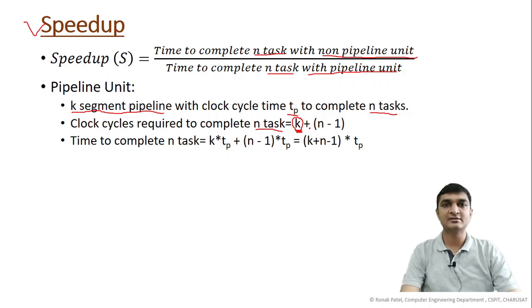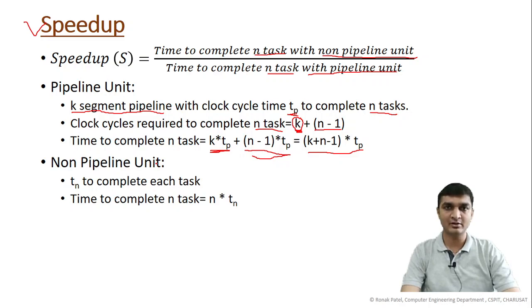After that, at each clock you will get a result, right? So how many tasks are now pending? Out of n, one task required k, so the remaining n minus 1 tasks require one clock cycle each. So you can add plus n minus 1. So this many clocks are required to complete n tasks, right? Now to get the time, simply multiply with the clock cycle time. So you can multiply (k plus n minus 1) into Tp. So this k into Tp means the time to get the result of the first task, plus the time to get the result of the remaining n minus 1 tasks, right? So simply you can write for the pipeline unit: (k plus n minus 1) into Tp.